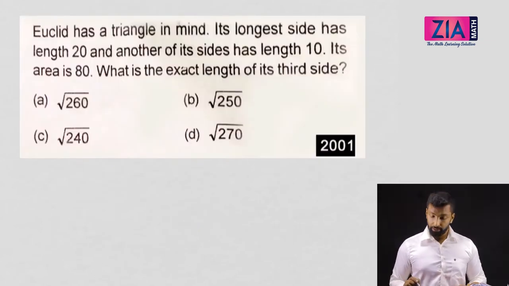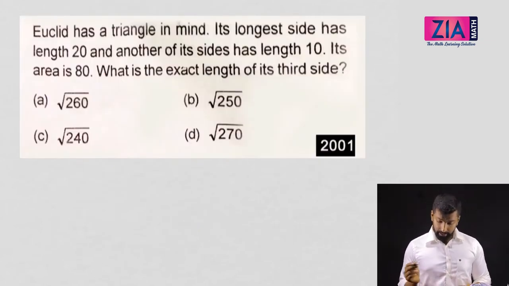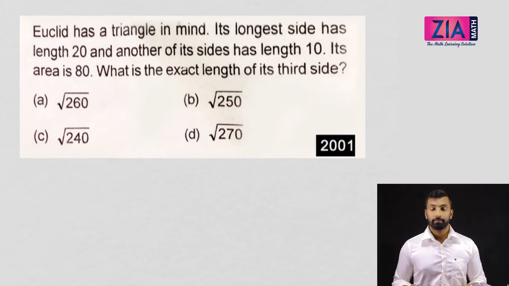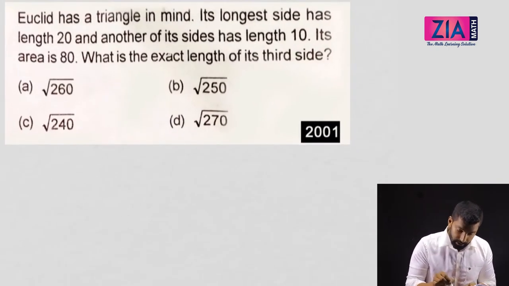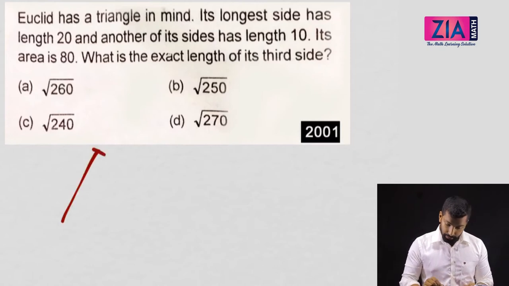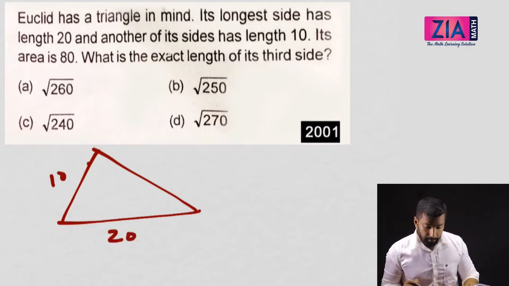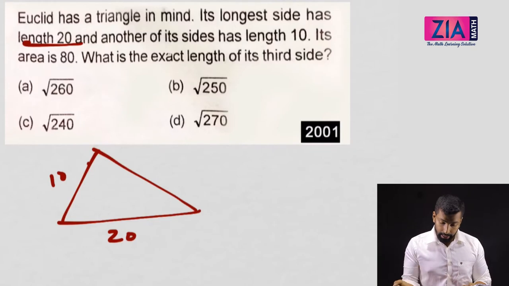Now you can solve this question. It looks difficult, but let's see how you're going to solve it. Now how will you proceed? How will you visualize the triangle first? We need to see the triangle, right? So this is 10 and this is the longest side 20. The longest side has a length 20.